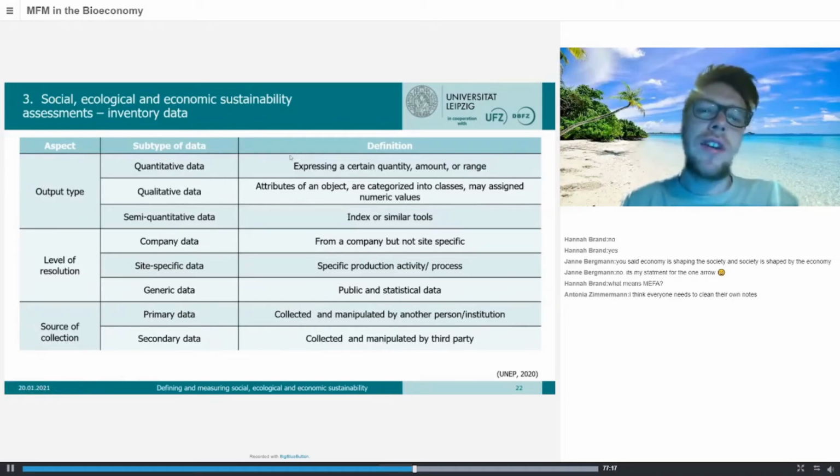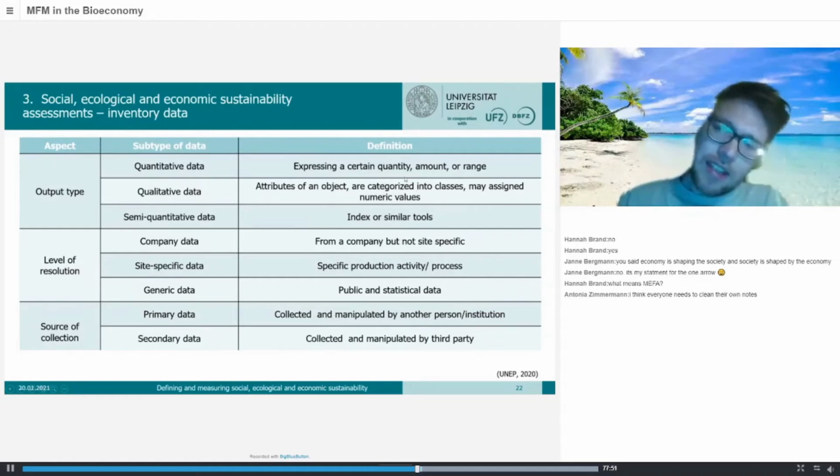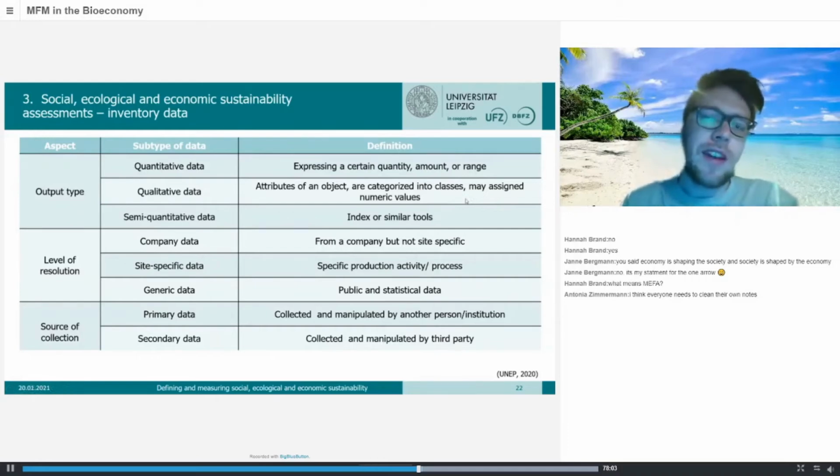So, for example, think of the indicator human rights. You can maybe measure them by quantitative data, but assume we would measure human rights just by whether human rights are guaranteed or not, so we are measuring them by yes or no. Then we are categorizing the attributes yes or no into classes, like sustainable, not sustainable. We can also assign numeric values to yes or no, for example a 1 to a yes and a 0 to a no. At the end, we cannot do statistics with those assigned numeric values, but it helps us to go further with it, to aggregate them, and so on.